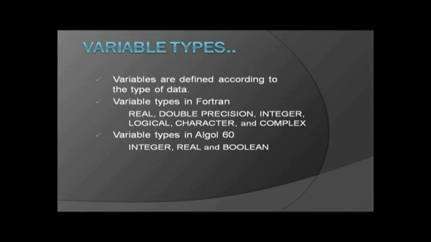Variable types. Variables are defined according to the type of data. In Fortran, these 6 types of variables are used: real, double precision, integer, logical, character and complex. In Algol 60, only 3 types of variables are used: integer, real and boolean.